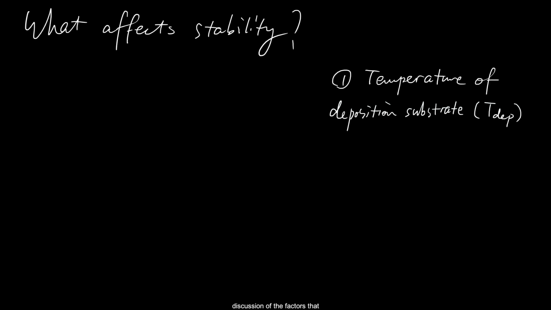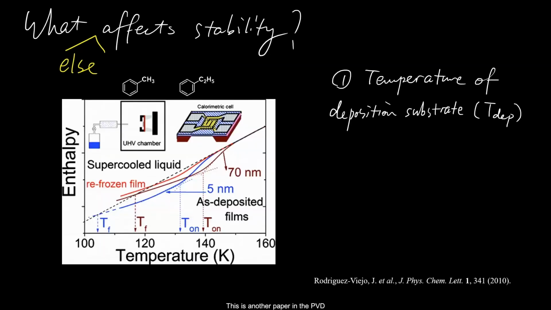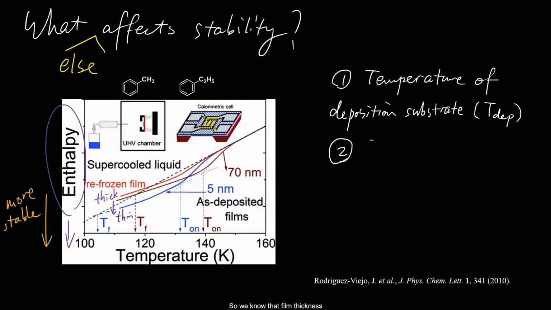Let's go back to the discussion of the factors that play a role in determining the stability of vapor-deposited glasses. This is another paper in the PVD glass community that reports the enthalpy of vapor-deposited glasses of various thicknesses. As you can see, as thickness decreases from thick to thin, the enthalpy decreases. Enthalpy here works pretty much the same way as volume. The lower it is, the more stable a glass is. So we know that film thickness also affects the stability of PVD glass. The questions are again, why, and how?